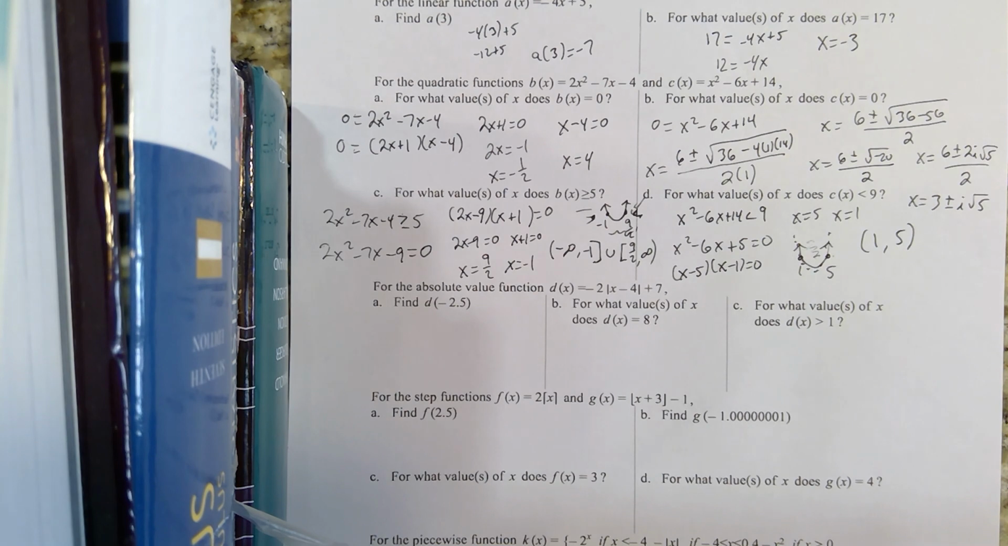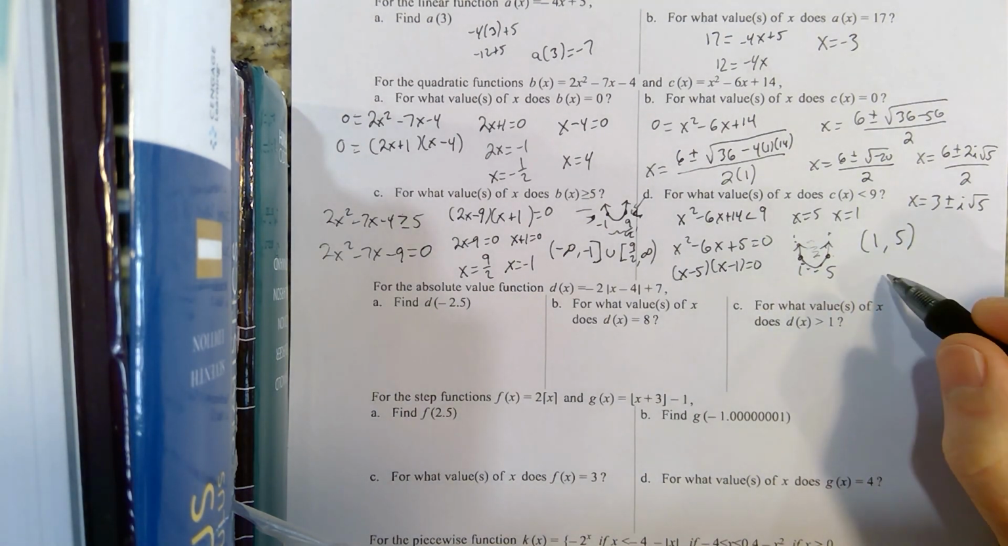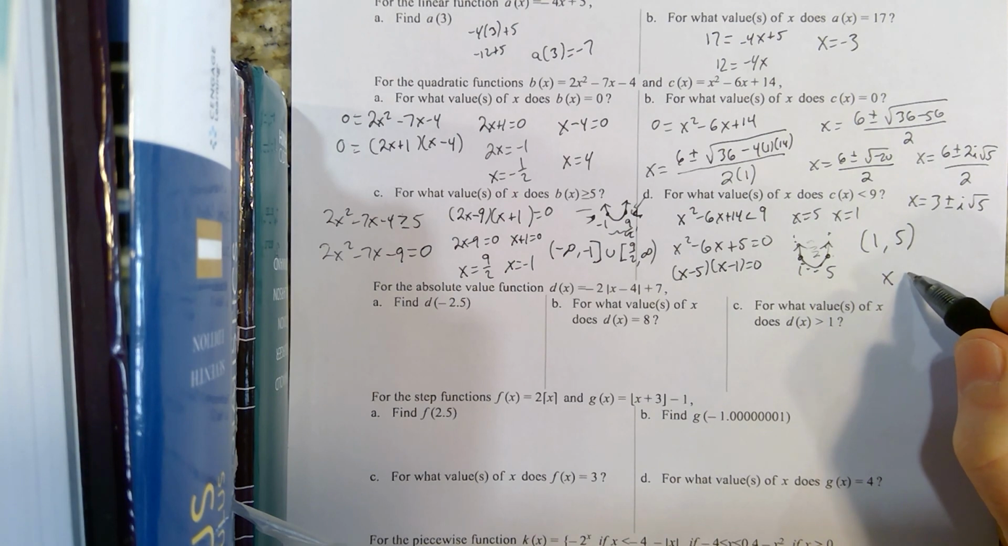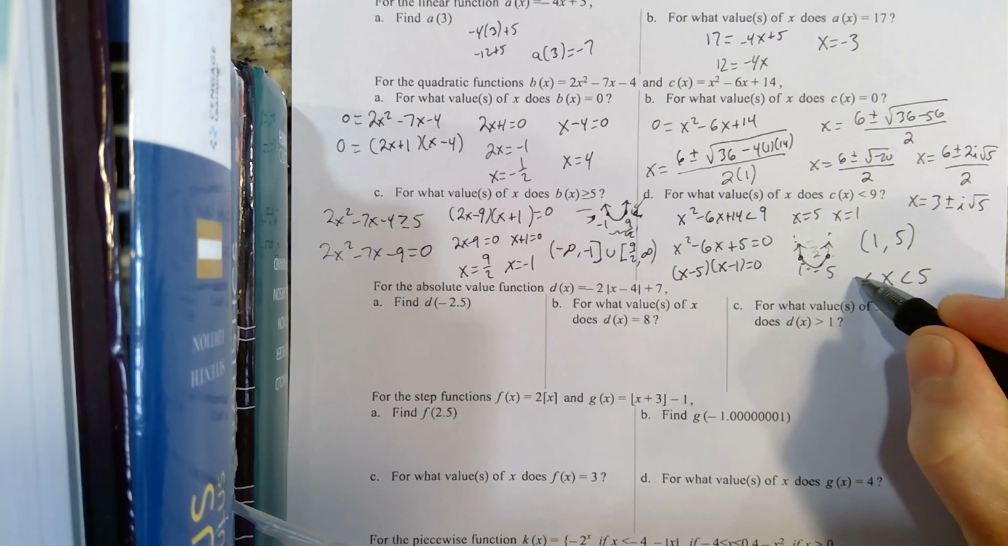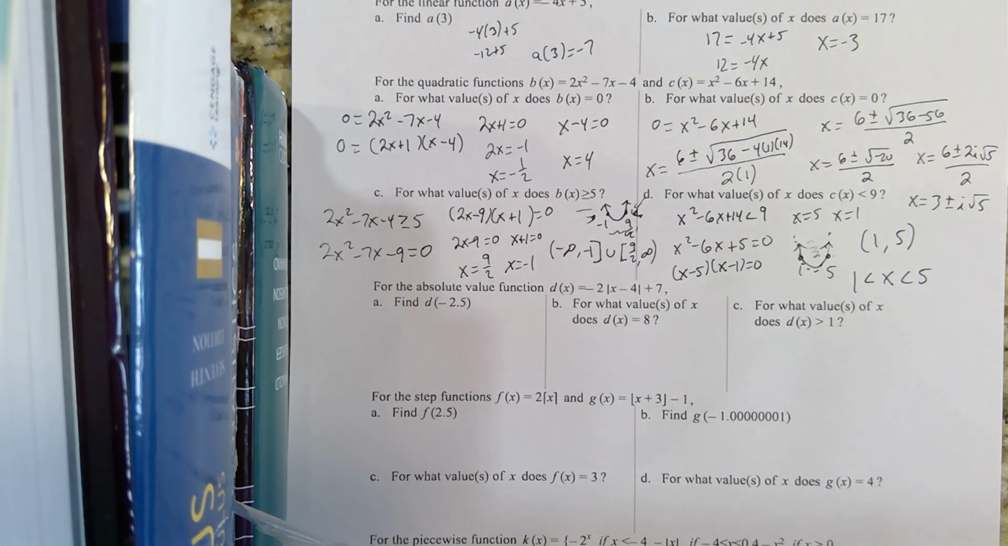Okay, so there we are. Values between 1 and 5. Or if you prefer, I know some of my students would rather write their solution like that. That's fine too.